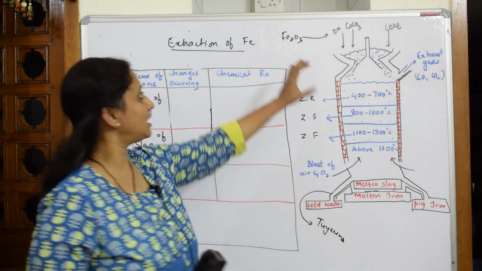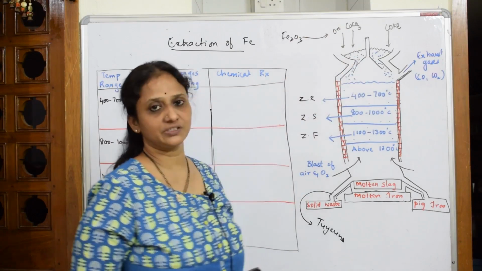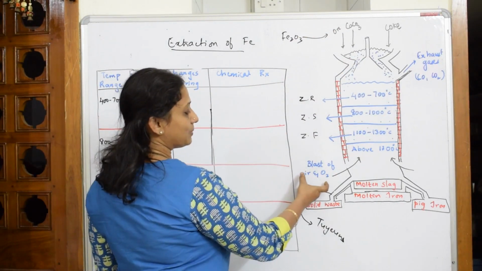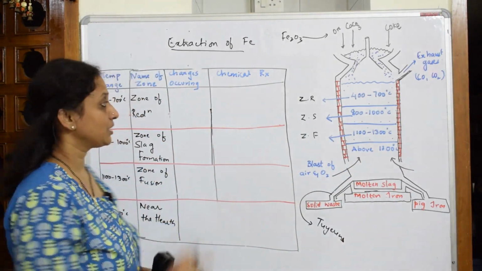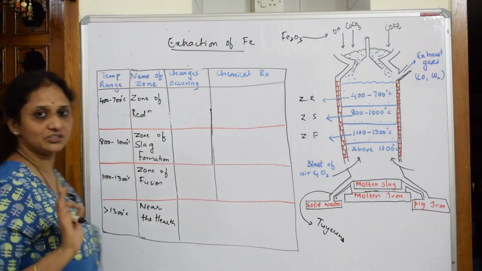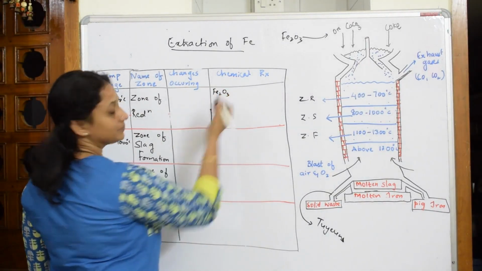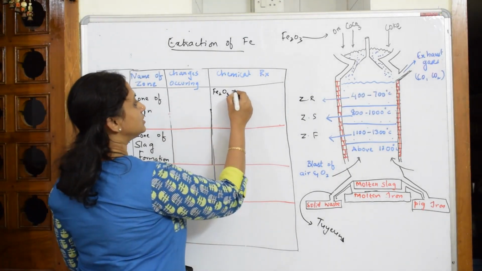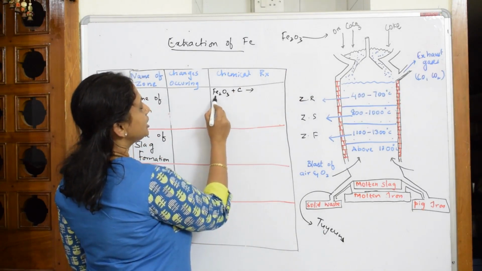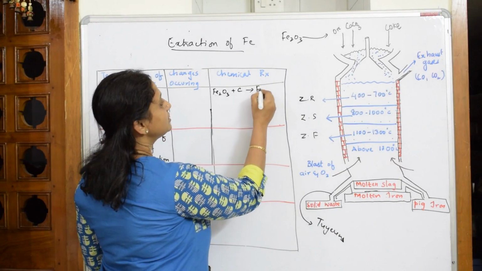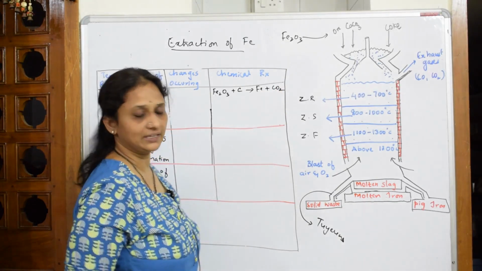Now let us see the first reaction. We are mixing the ore with calcium carbonate and coke and introducing it into this furnace. The hot air or blast of air and oxygen is supplied from both sides into the furnace. During this process, let us see the reaction. The first is the zone of reduction, as the name suggests. Your iron ore, Fe2O3, is reduced with coke. The iron oxide gets reduced to iron, and carbon gets oxidized to carbon dioxide. Let us balance later.